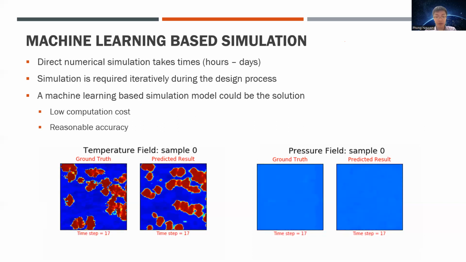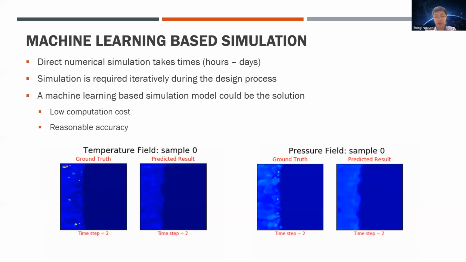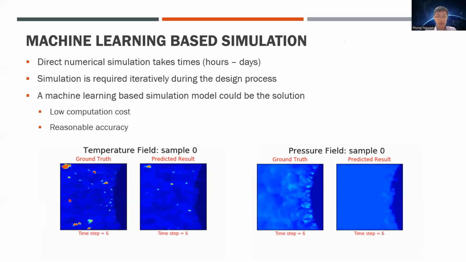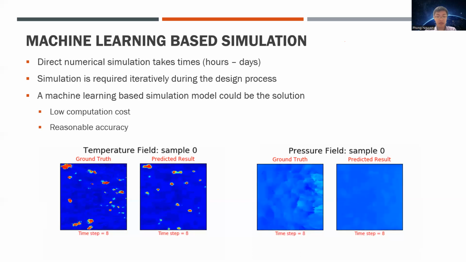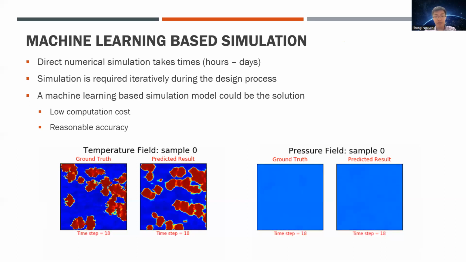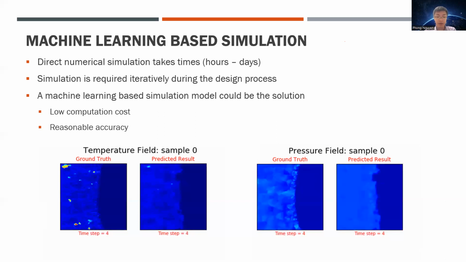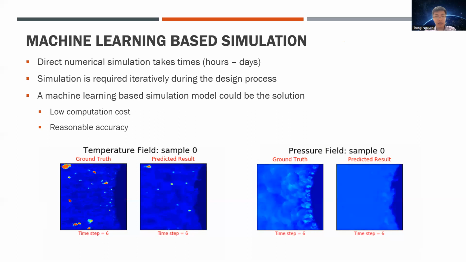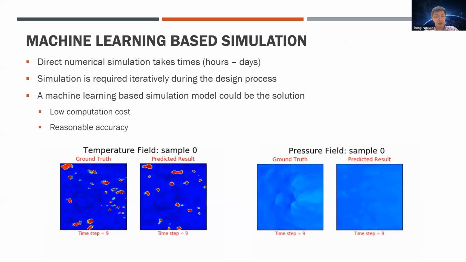So for example, the simulation instance that you are seeing right now on the bottom, the DNS or direct numerical simulation, costs more than a day on our collaborative facilities, while the machine learning model can provide a relatively similar result in less than a second on my personal laptop. So how do we achieve that capability?